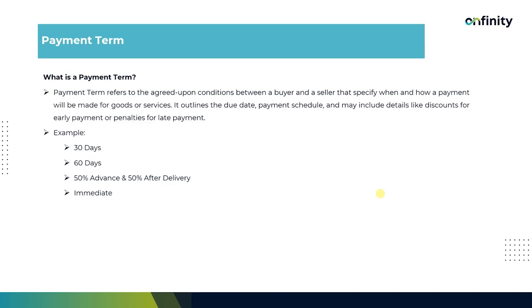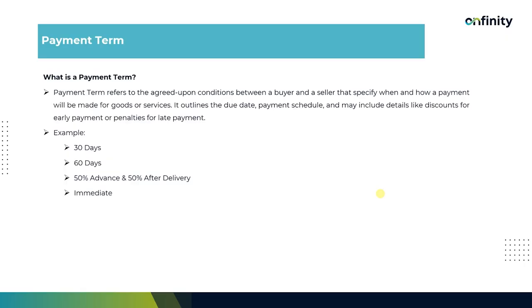A payment term refers to the agreed-upon conditions between a buyer and a seller that specify when and how a payment will be made for goods and services. It outlines the due date and payment schedule, and may include details like discounts for early payment or penalties for late payment. Examples of payment terms include 30 days, 60 days, 50% advance, 50% after delivery, and immediate payment.